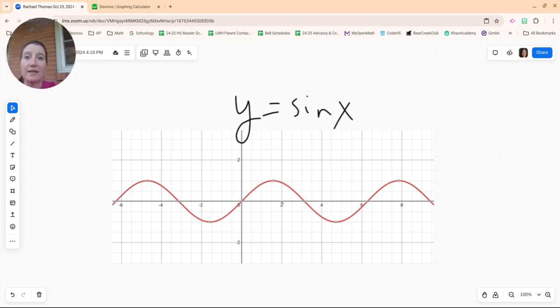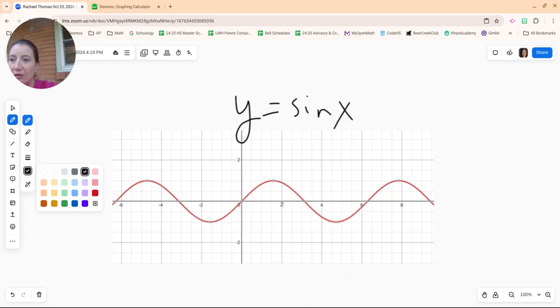Hi everybody, today we're talking about trig derivatives. So the first thing we're going to do is just start with y equals sine x and ask the question, what is the derivative of y equals sine x? And just from visual inspection we can do this.